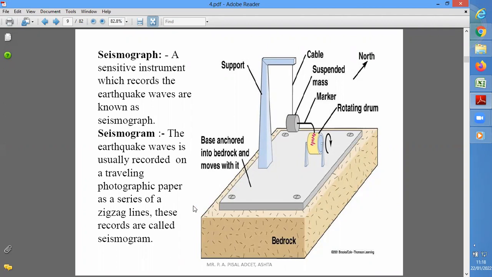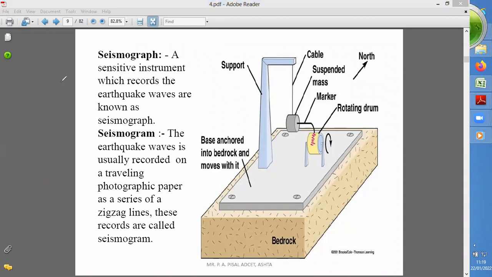Yes, sir. Okay. So after the elastic rebound theory, we are going to discuss another point which is related to the seismograph and seismogram. These are the two important points: seismograph and seismogram. First, we will see what is the meaning of seismograph.